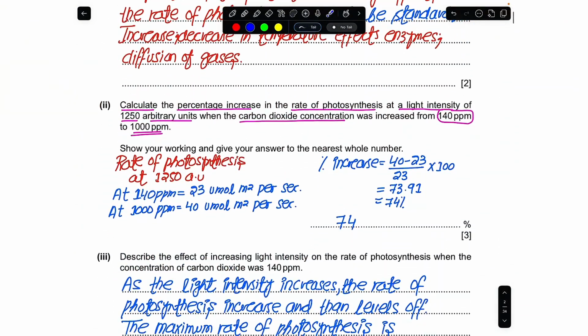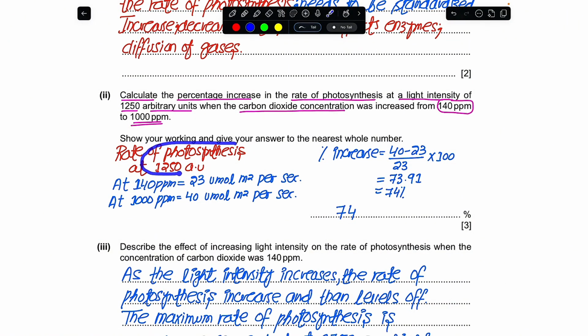So you see, I have already written it down: the rate of photosynthesis at 1250 arbitrary units of light intensity for 140 parts per million was 23 micromole per meter square per second. And at 1000 parts per million, this was 40 micromole per meter square per second. Here I am putting the final value and subtracting the initial value, then dividing it by the initial value, then multiplying it by 100. The answer coming is 73.91%. When I round it off to the nearest whole number, this becomes 74%.